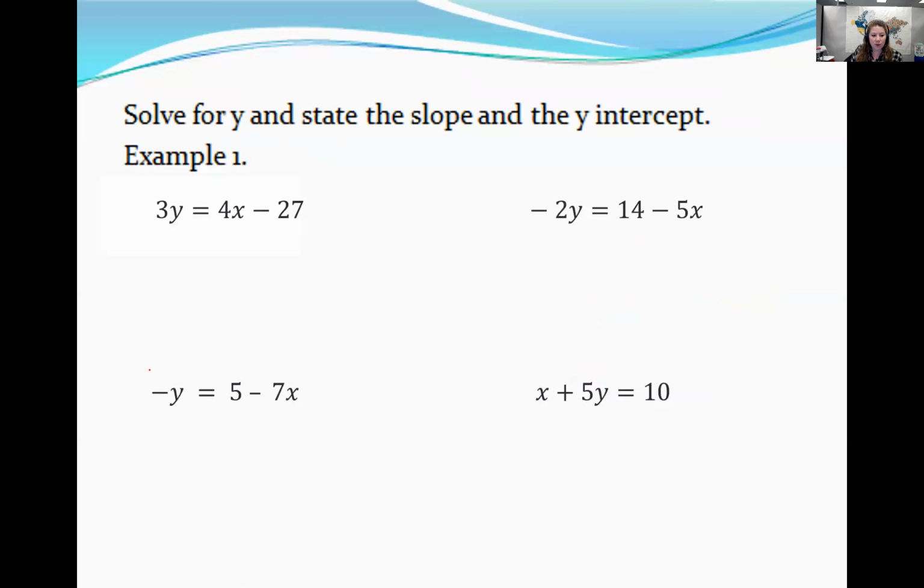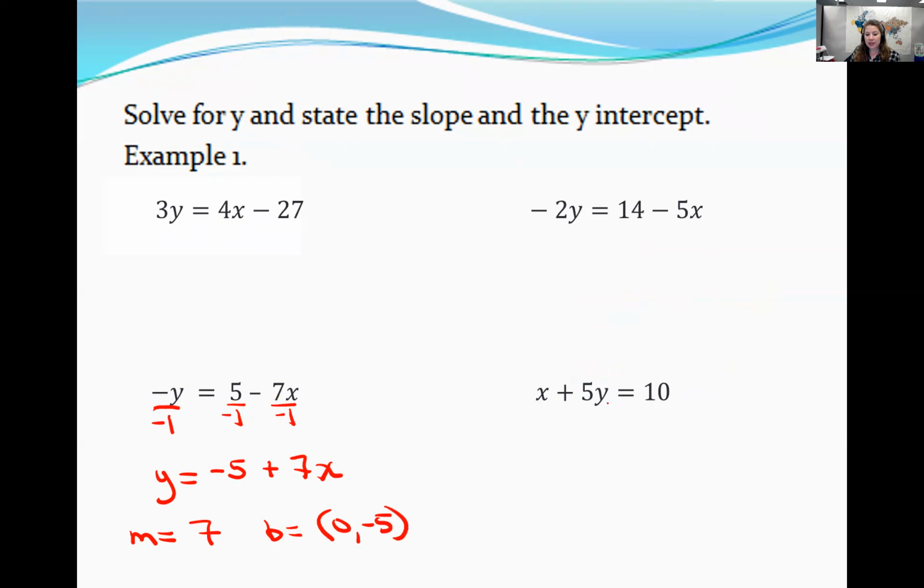All right, now this one, y is not by itself. Basically, y is being multiplied by -1. We want y to be positive, so the only way to cancel out that negative is to divide it by -1. Because -y divided by -1 is +y. But you have to do that to every single term, okay? So now a negative divided by a negative is a positive. 5 divided by -1 is -5. And -7 divided by -1 is +7x. So what's our slope? The number multiplied by x is 7. And the y-intercept is 0, -5.